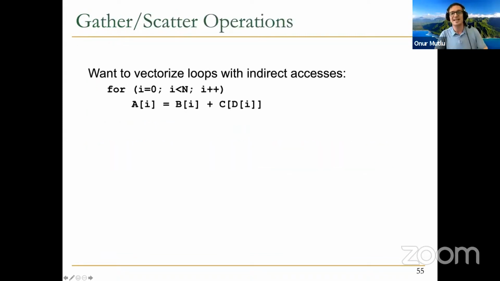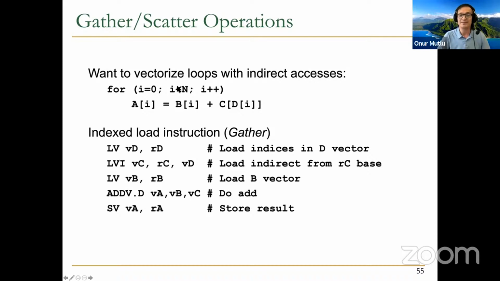Okay, so let's take a look at these gather-scatter operations. We want to vectorize loops with indirect accesses at the core of them. This is an example: A[i] = B[i] + C[D[i]]. Addresses are stored in the D vector, and you have N addresses over here. So we're going to introduce an instruction called an index load instruction, a load indirect, essentially. It's also called a gather.